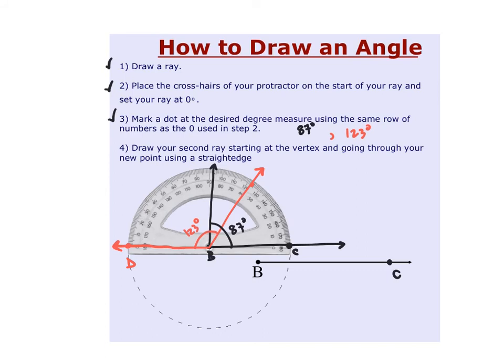Okay, we draw our second ray, starting at the vertex and going through our point, and we've got ourselves the angle measure of desired length. Measurement. All right, let's continue. We've got a couple more slides.